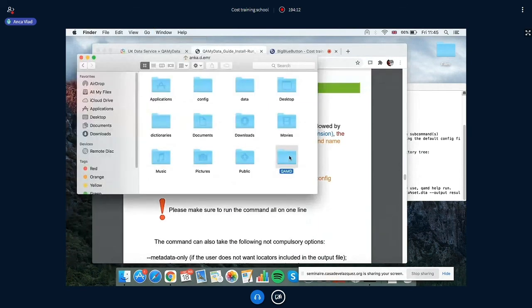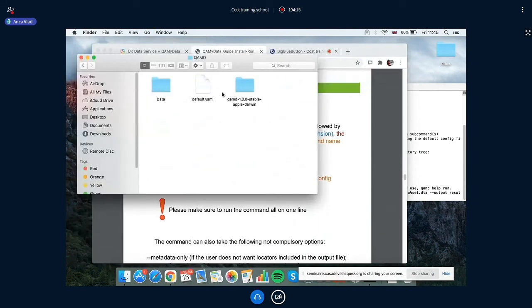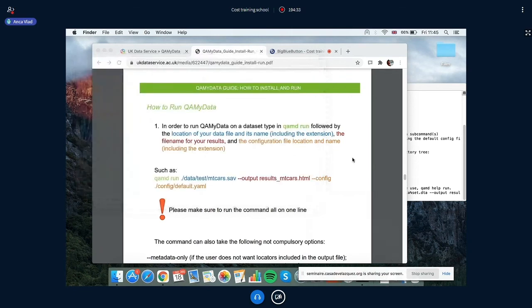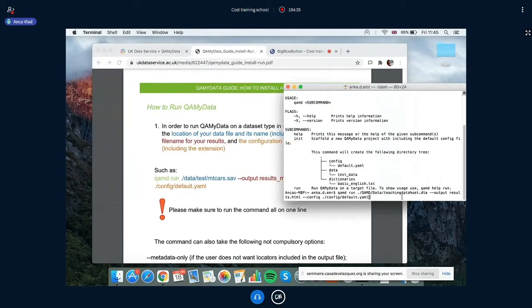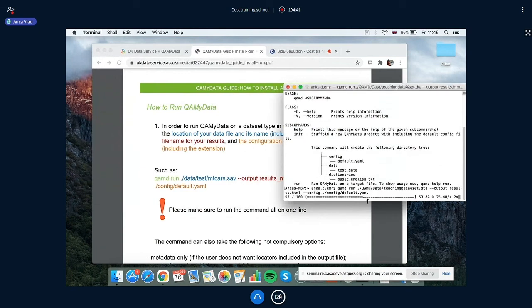Okay, so in my QMyData folder, we have the data folder, and this is the config file. And this is the one that you can customize. Again, we don't have time for this, but there is information available in this document on how to do that and how to customize that. Okay, right, so I think I've written this correctly. Hopefully it will run, and yes, it does.